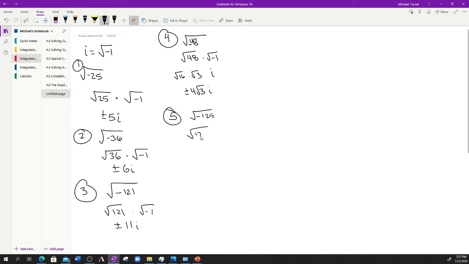That can be separated into the square root of 125 times the square root of negative 1. The square root of negative 1 is i. The square root of 125 can be broken into the square root of 25 times the square root of 5. And so simplified, this would be plus or minus 5 radical 5i. So that's the majority of your assignment, just introducing this concept of imaginary numbers and being able to separate the power.